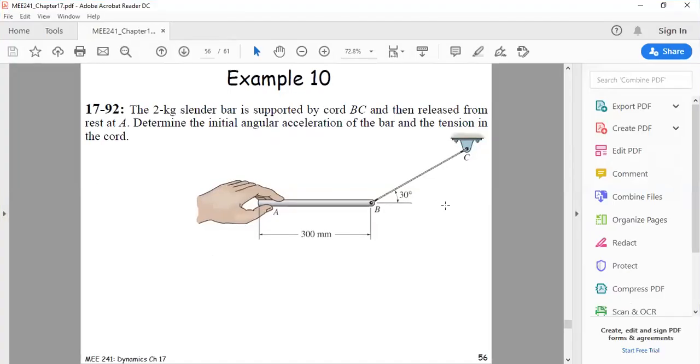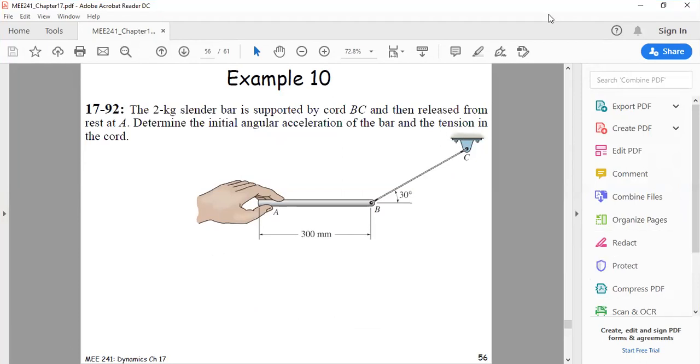To that problem, let me share it. So here in that problem, we have this 2 kilogram slender bar supported by cord BC, and then released from rest at A. We need to find the initial angular velocity of the bar and the tension in the cord.